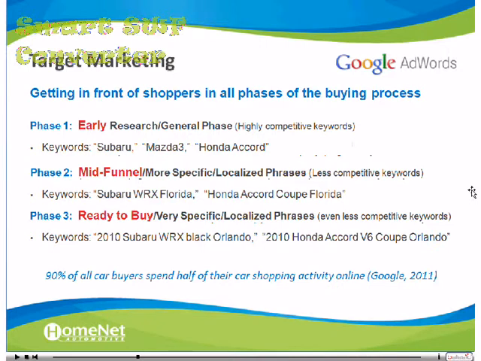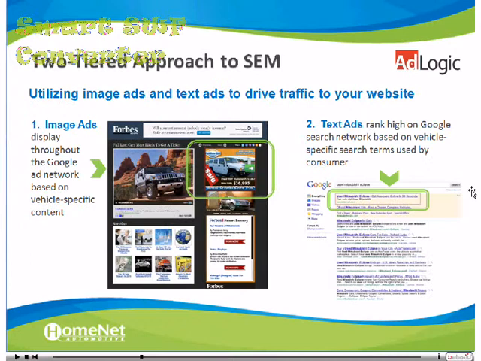It's important to note here that Google says that 90% of all car buyers spend half of their car shopping activity online. That's very important as we move through this. Basically, I mentioned we have a two-tiered approach to SEM. One is the image ads. You'll see here a customer went to Google, did a search for Hummer, came up to the Forbes site reading an article, and you happen to have a Hummer on the lot, and you're able to place an ad for that Hummer right there automatically.